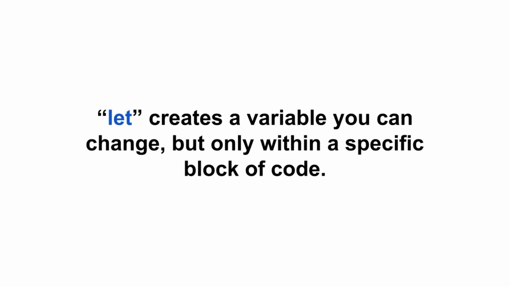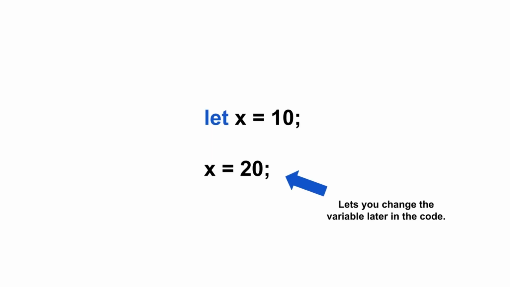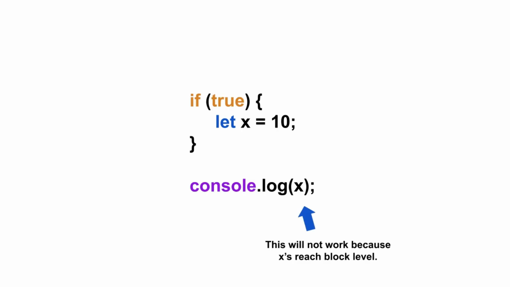The let declaration creates a variable you can change, but only within a specific block of code. Using this, we can create a variable, but later reassign another value to the variable. But we must remember that it makes the variable's reach block level, meaning that we can only access it within a block. A block is a piece of code enclosed within curly braces. It's like our variable is stuck within its wall, aka the curly braces.